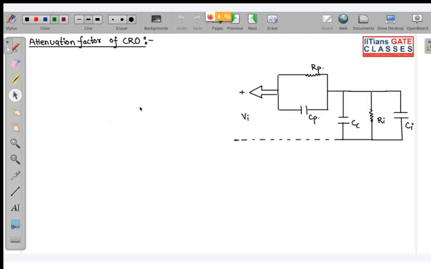Chalo. So next topic is the attenuation factor of CRO. Now here I cannot explain you the complete thing. You have to just understand and memorize the formula. Why am I going to tell you this? Because this is a little bit what I have just done over here.